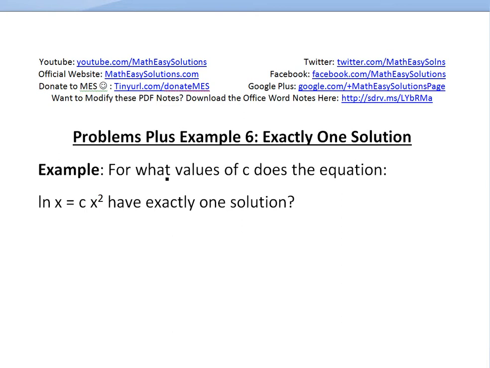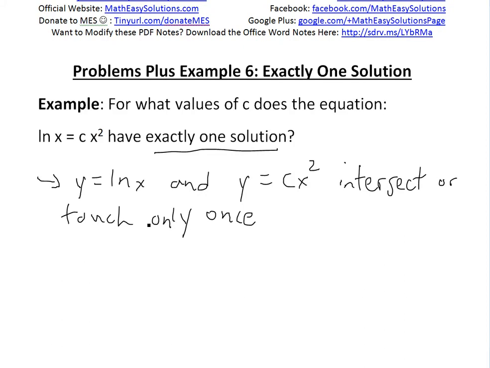So this example I'm going to go over is: for what values of c does the equation ln x equals c x squared have exactly one solution? The first thing you should do is graph or draw it out to see what it's saying. You could also write it as: for what values of c does the line y equals ln of x and the second function, y equals c x squared, intersect only once? Intersect or touch only once.